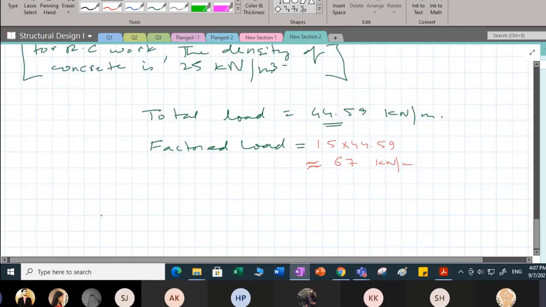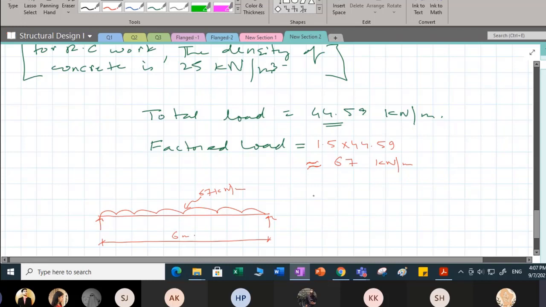What will be the reaction? Please understand, you have a problem like this now. You have a simply supported beam. The load which is acting on this beam is 67 kilonewton per meter, and you have a span of 6 meters.